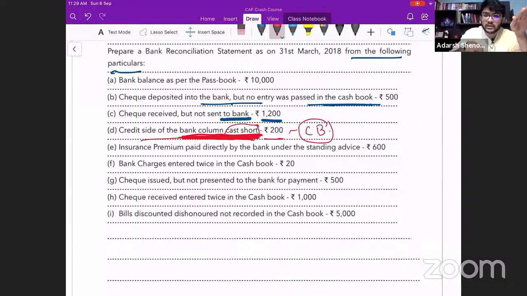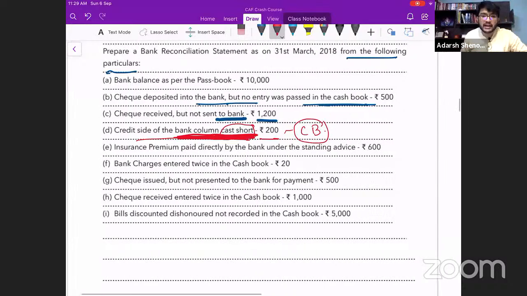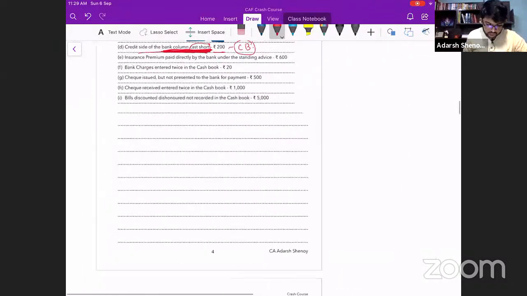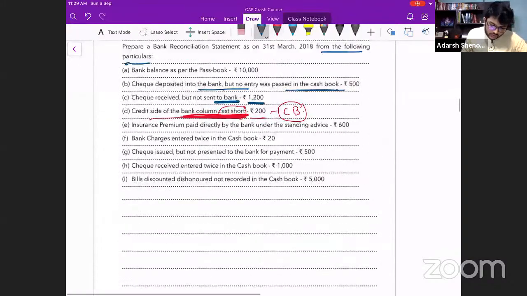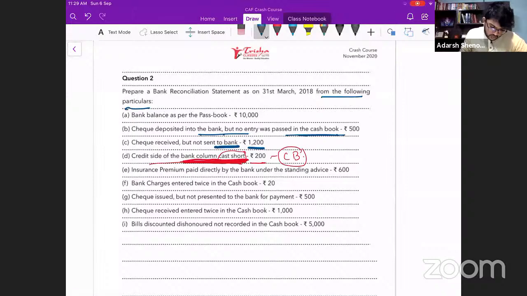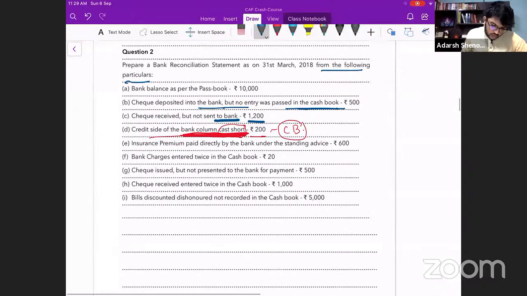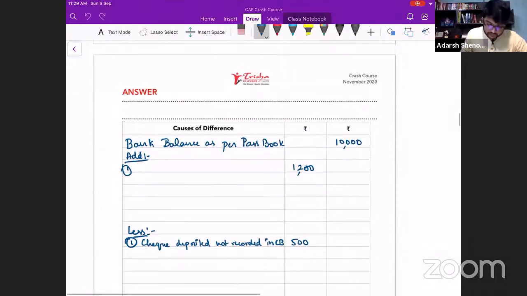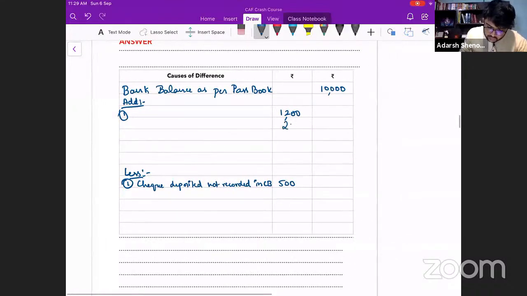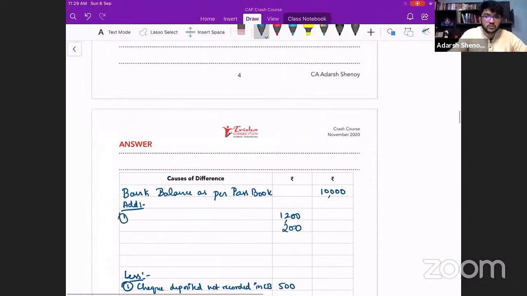Which book is the starting point for me over here? The passbook is the starting point, so I have to add. How much should I add? What is the amount? ₹200. 200 rupees.